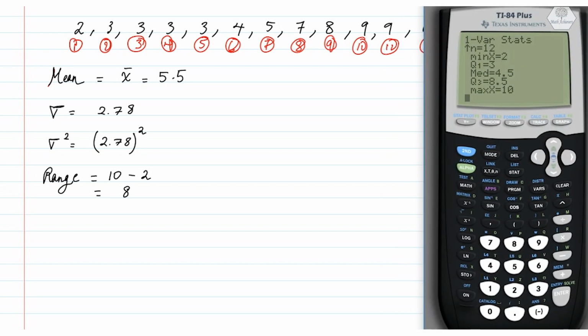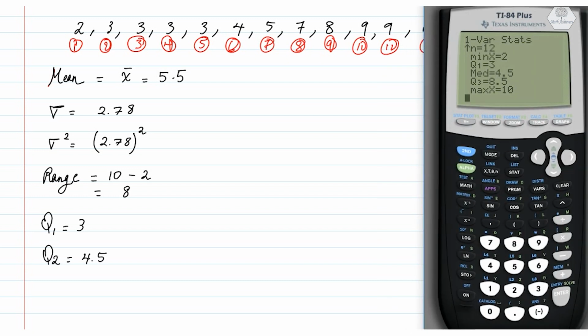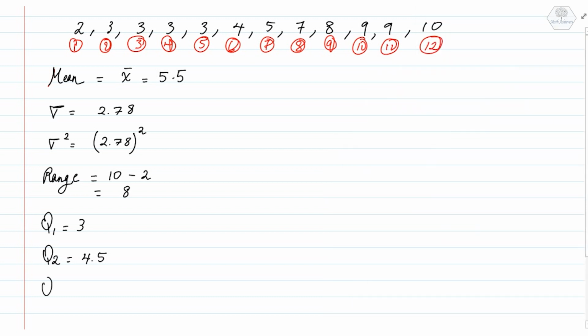What else do I have? I have the quartiles and the median given by my calculator. Q1 is 3. My median, Q2, is 4.5. And Q3 from my GDC is equal to 8.5.